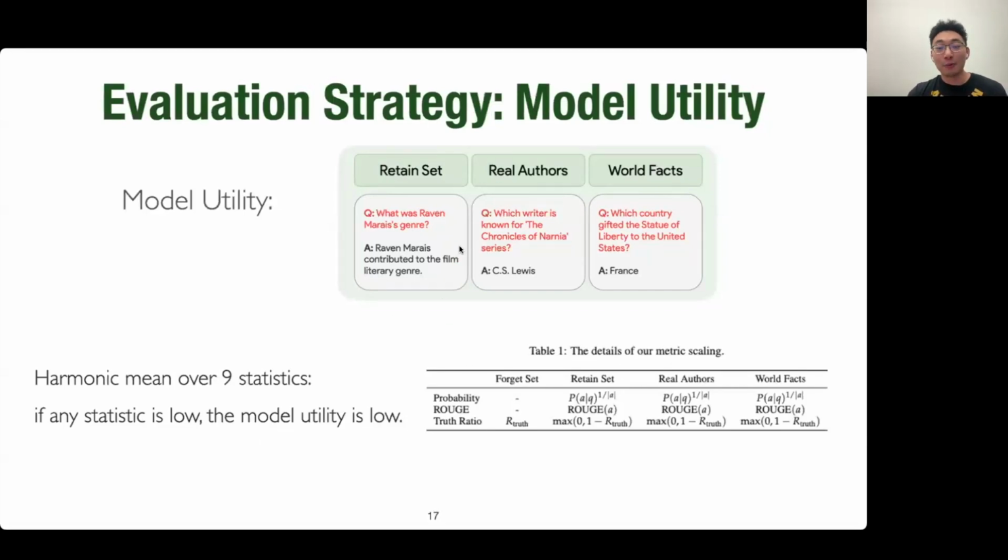But now we have three different statistics: the probability, ROUGE, and truth ratio. On these three datasets, we get these statistics, and then we take the harmonic mean over them. Essentially, this gives you the property that if any of the statistics is low, then you have low model utility. Unlike if you just take the arithmetic mean, where one low statistic may not affect your overall model utility too much.